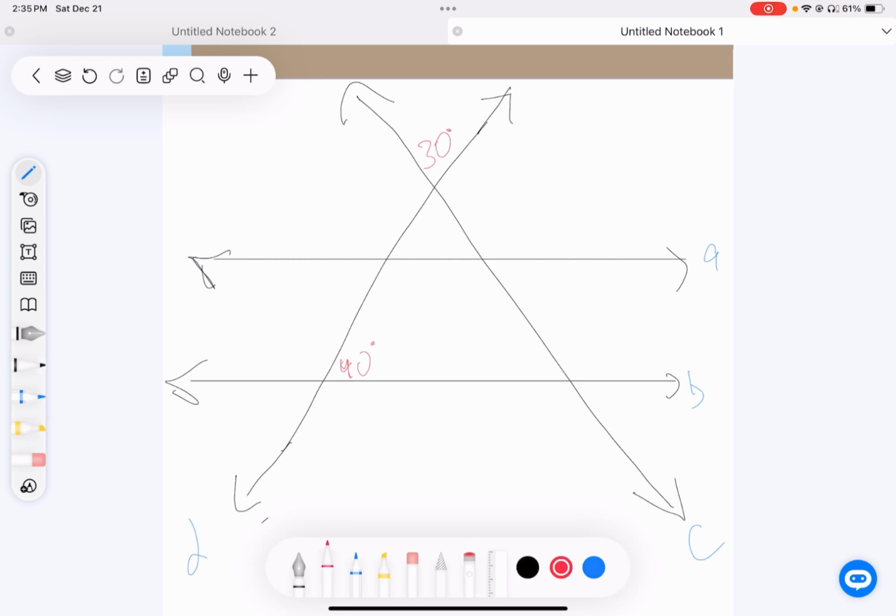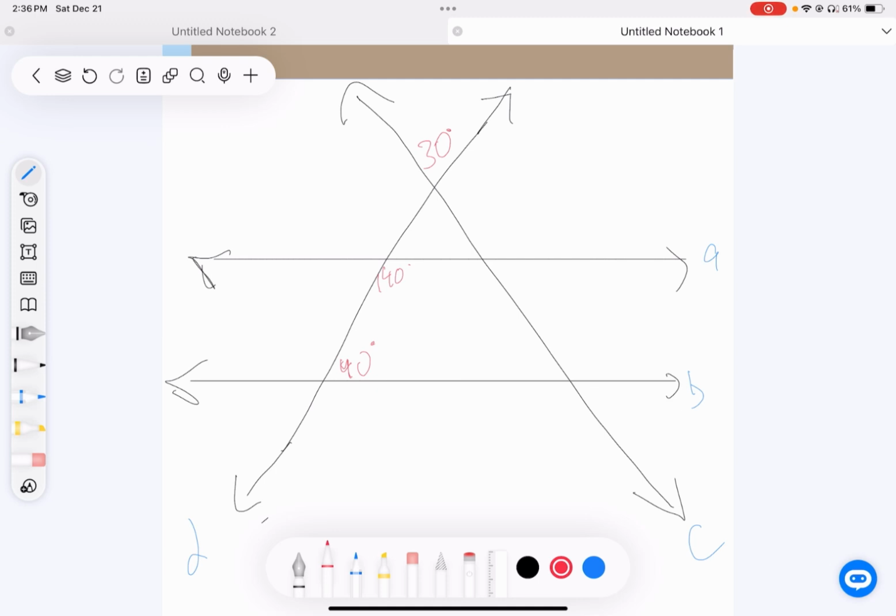Due to the law that we had discussed earlier, where two consecutive interior angles are equivalent to 180, meaning that this angle right here and the 40-degree angle must equal 180, doing some subtraction, we can realize that 180 minus 40 equals 140. So this angle right here must equal 140. So we could write that down right here. So this angle equals 140 degrees.